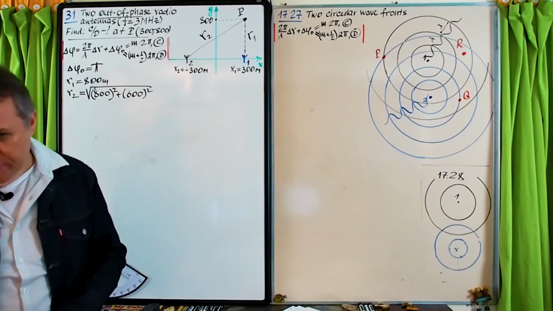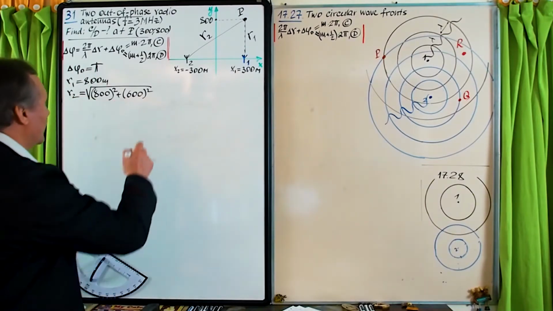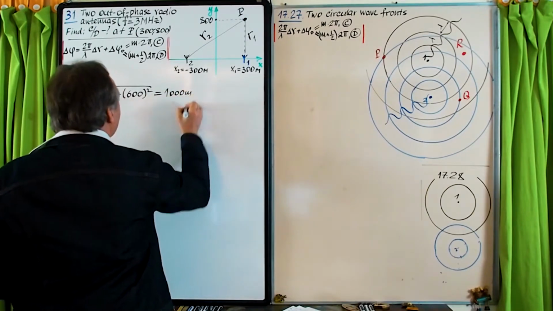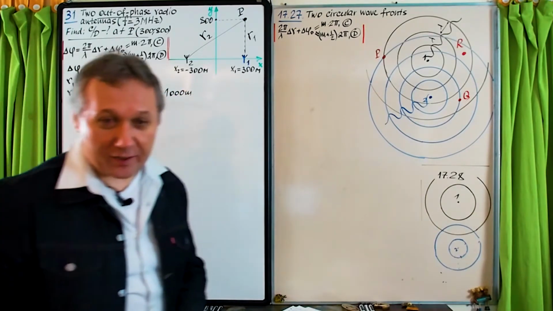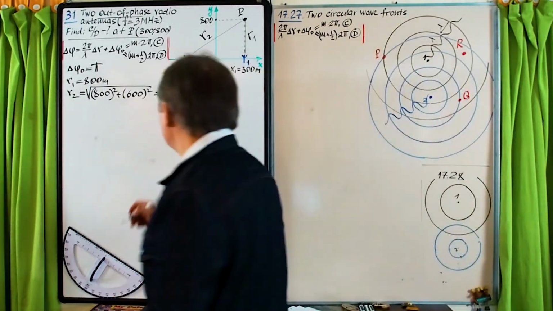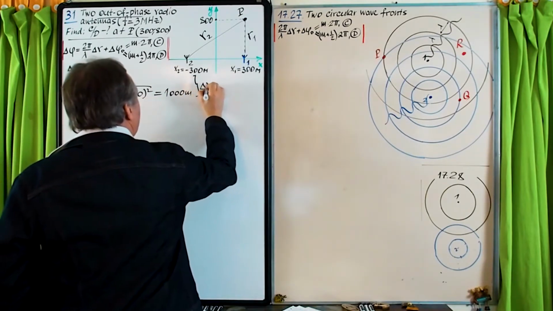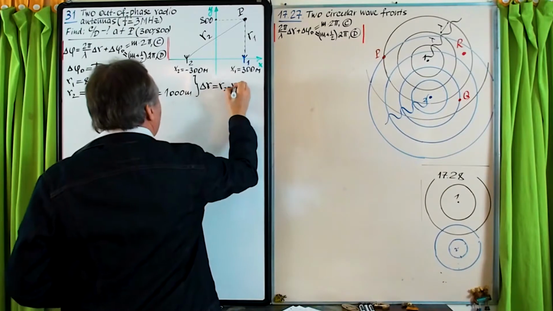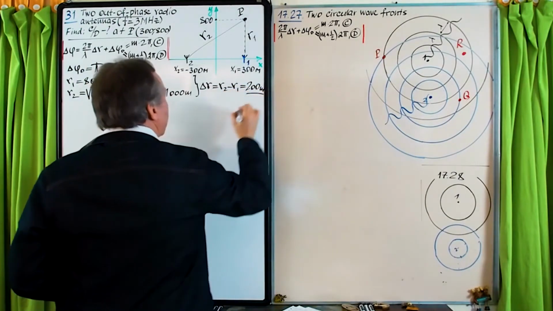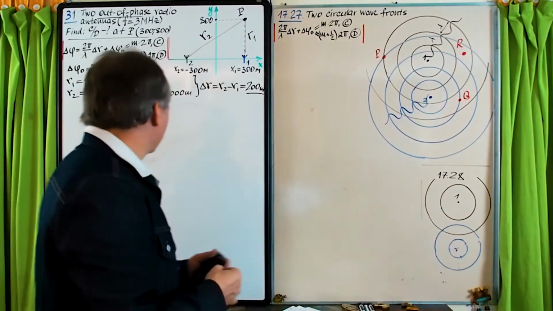64 plus 36, it's 100, right? And then tons of additional zeros. And then if you take a square root, it's 1,000 meters. So R2 is 1,000 meters. So delta R is obvious: this minus that, delta R equals R2 minus R1, 1,000 minus 800, equals 200 meters.